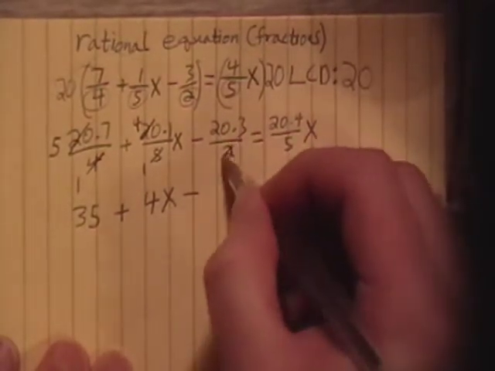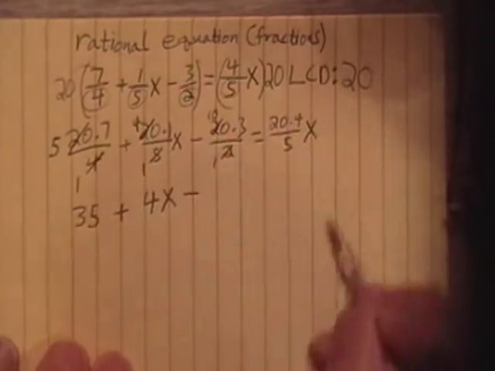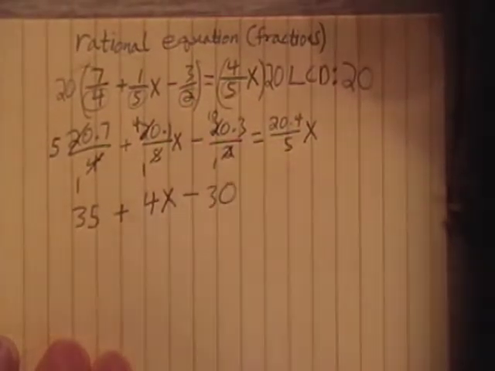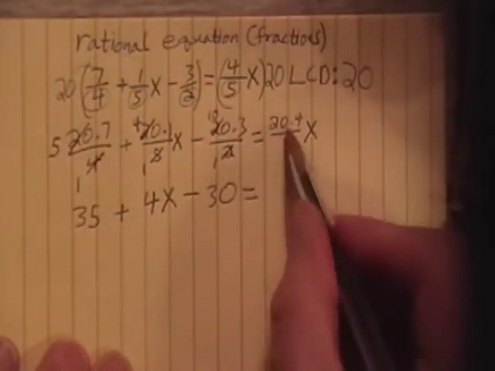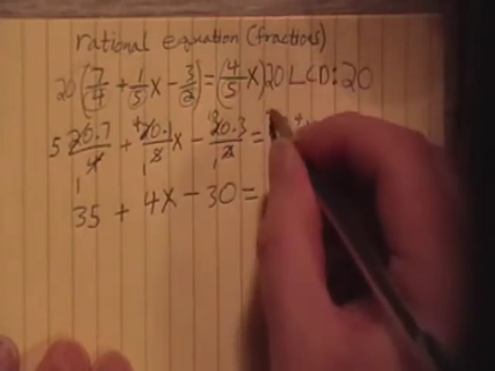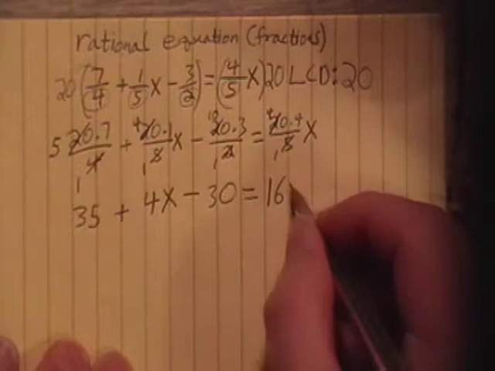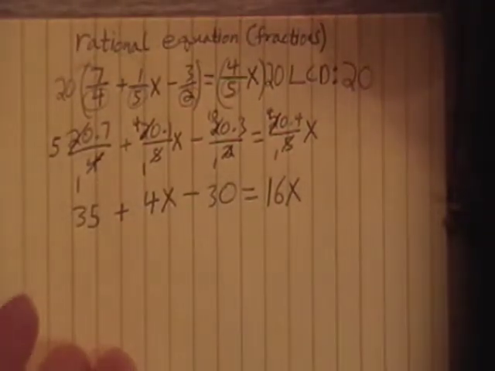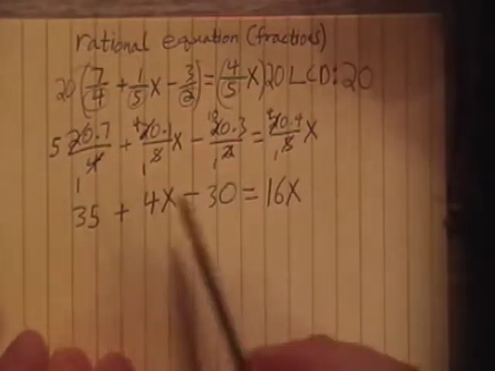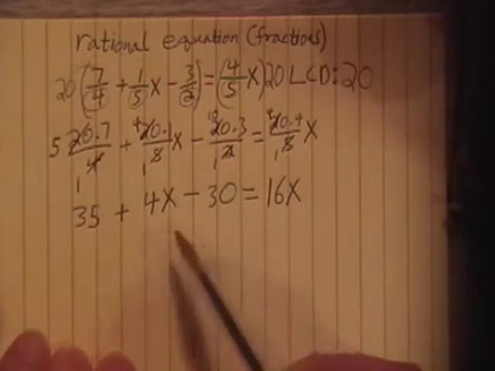Minus, look at the 20 and 2, I can reduce that. So this becomes 30 over here, the 20 and the 5. That's just 4 over 1. I got 4 times 4. That's 16x. And all of a sudden, this isn't a rational equation anymore. This is now just, well, a non-rational equation.